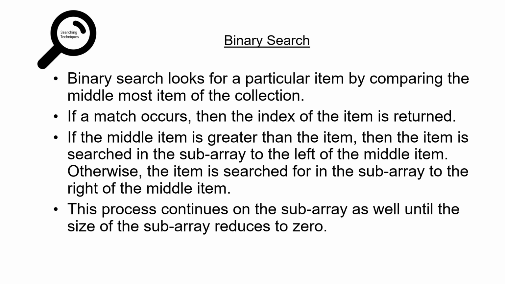Ibig sabihin, kung mas mataas yung item na nakita mo sa middle position kaysa sa hinahanap mo, hahanapin mo ngayon yung search criteria mo sa kaliwa. Ibig sabihin, mas mababa ang hahanapan mo. Vice versa, kung mas mababa naman yung middle position na nakita mo sa search criteria na hinahanap mo, sa kanan ka naman ngayon kukuha. Okay? So, yun yung logic. This process continues on the sub-array as well until the size of the sub-array reduces to 0, hanggang maubos yung item mo. At pag wala kang nakita, saka ka lang magre-return na item not found.